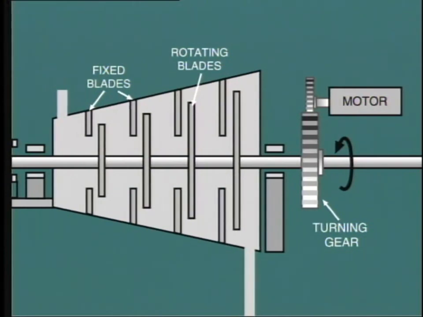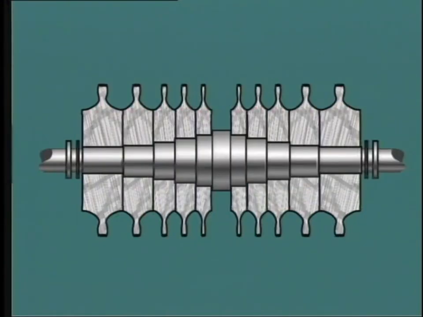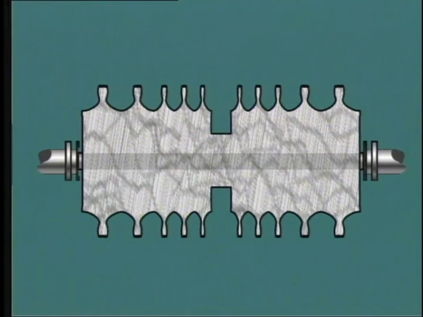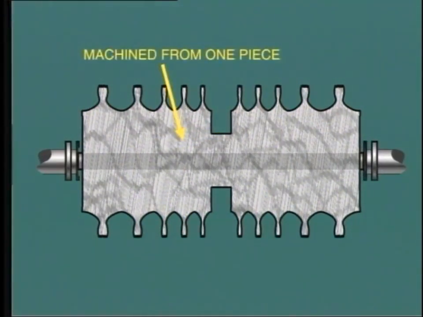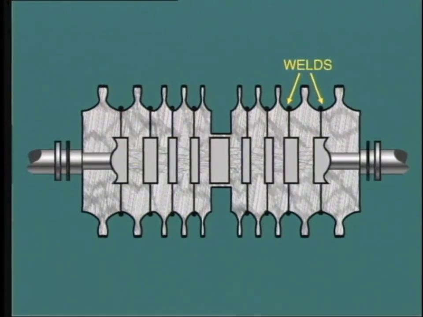More about this later. In earlier machines, the discs are shrunk onto the rotor shaft. A problem with this type of construction is that in some cases, steam may leak along the shaft and cause distortion due to differential heating as well as a loss of efficiency. To overcome this problem, in modern turbines, the discs and the shaft are forged in one piece and then machined. Yet another method of building up the rotor is by welding discs together and so eliminating the shaft.